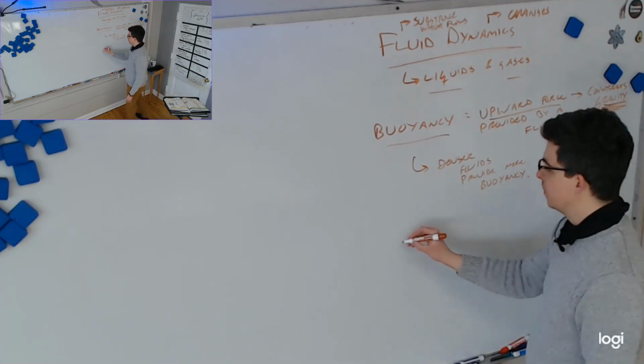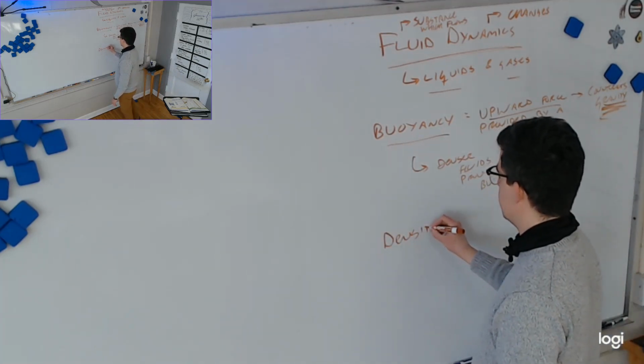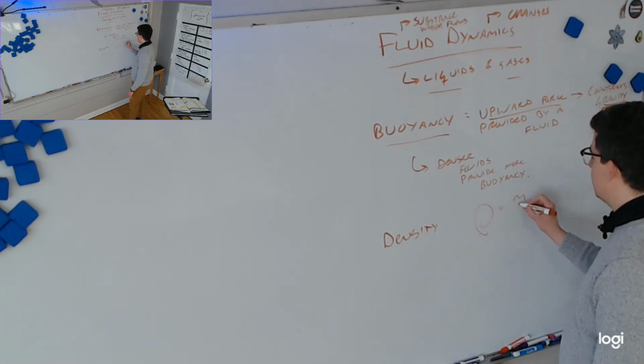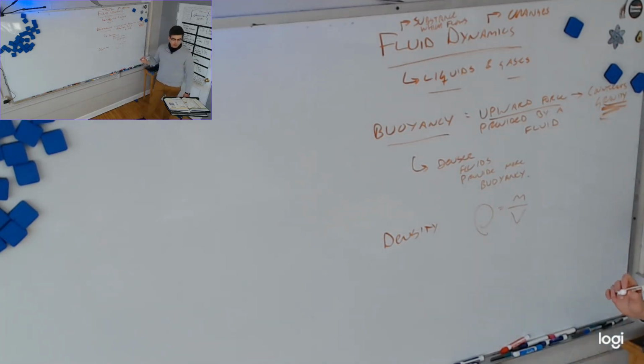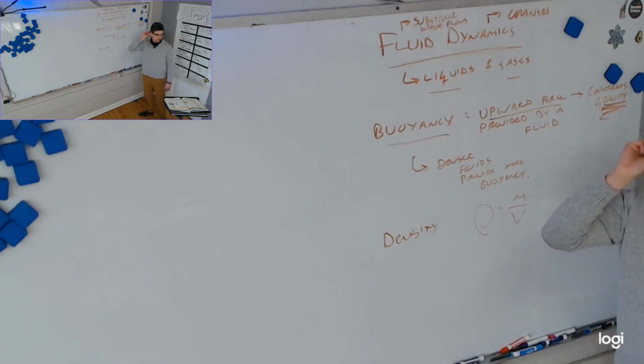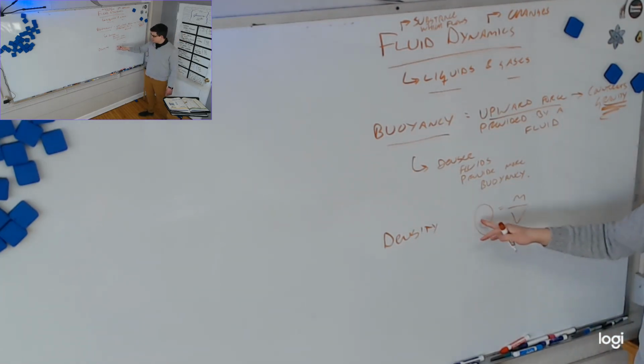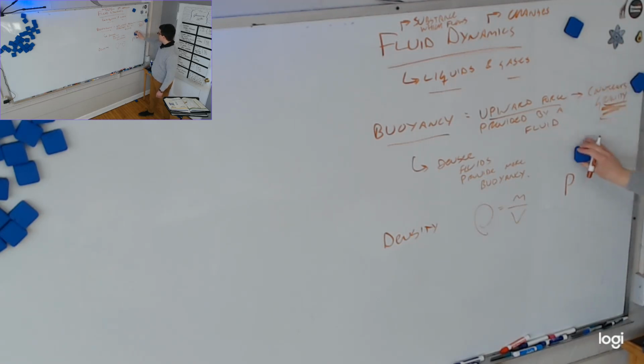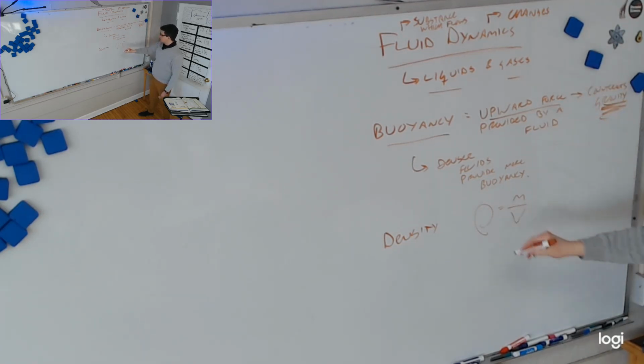Well, let's talk about density. We had density at the beginning of the year, but let's review it. The equation for density is rho equals m over v. You remember this? Rho is a Greek letter. We looked it up at the beginning of the year. This is how I draw it, but if you look it up on the internet, it looks kind of like the Latin letter P. But rho is a Greek letter that we use to represent density.